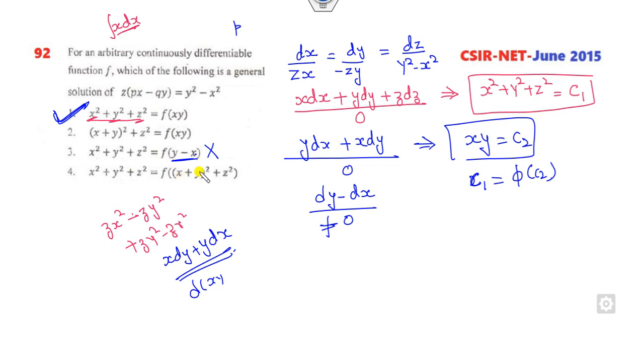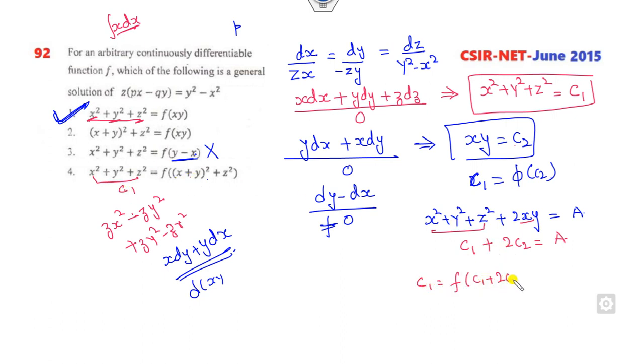Now you can think about x plus... if I open this term, x square plus y square plus z square plus 2yz, 2xy, it is another constant, say a, for example. So this part we already computed as C1, xy already computed as C2. So this is my C1. So I can write C1 as a combination of another constant, which is nothing but my first part. So that's a correct statement. So that's the answer there.